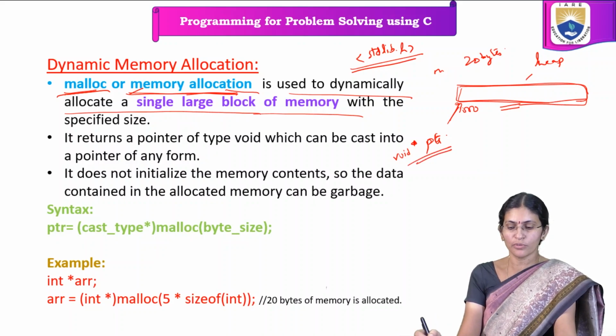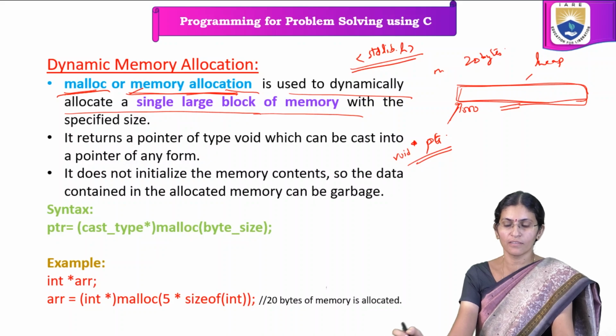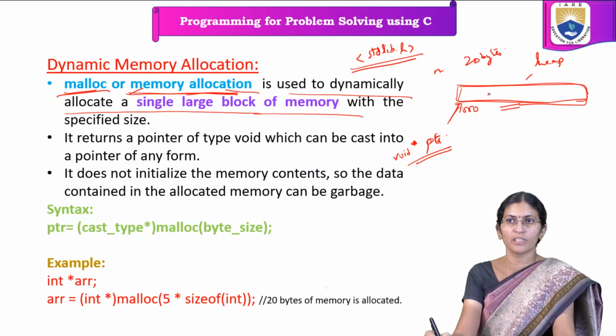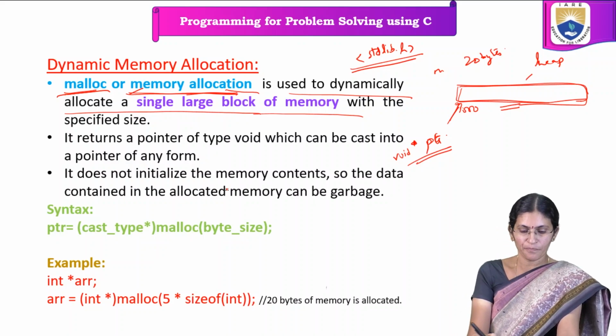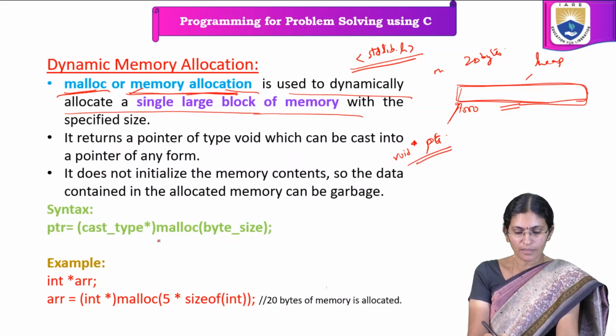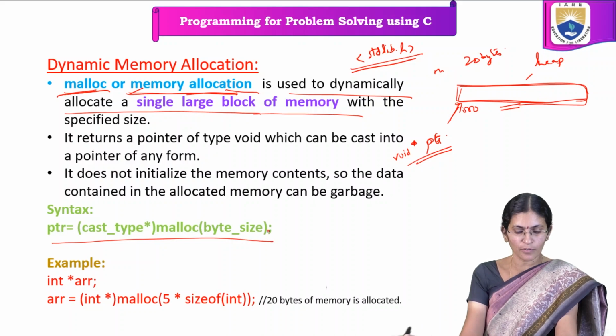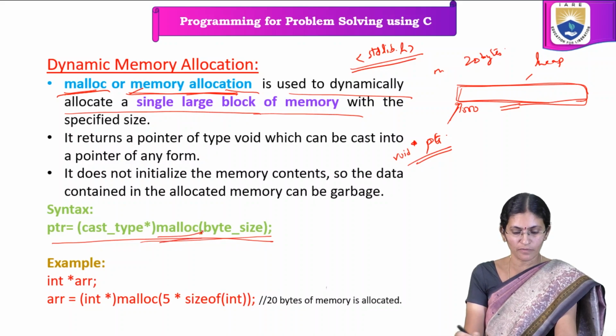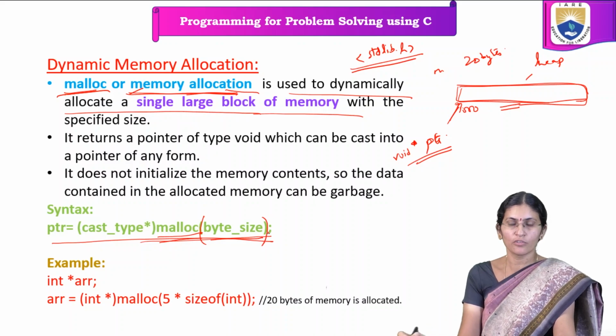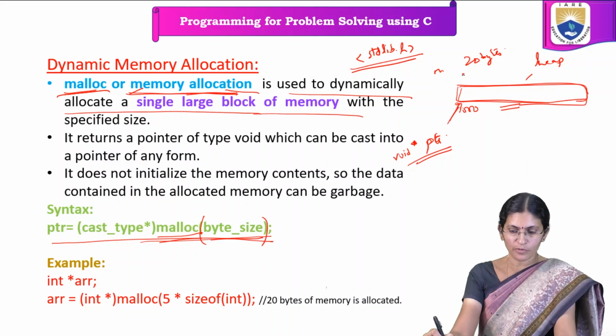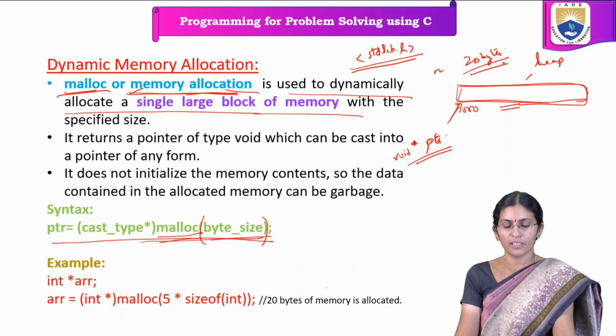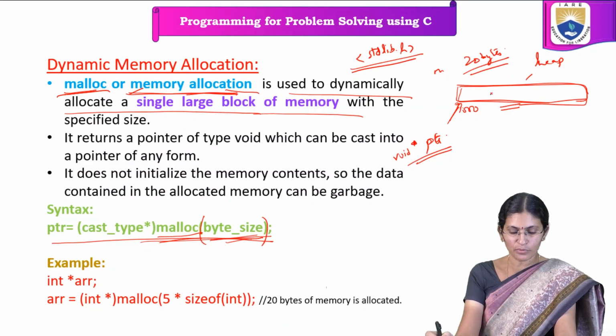In order to store a particular type of data in this memory, the user has to typecast it. Typecasting can be done. This is the syntax for using the malloc function. The name of the function is malloc, and inside it we write the byte size, that is, how many bytes are to be allocated. Suppose 20 bytes are to be allocated, then the byte size will be 20.